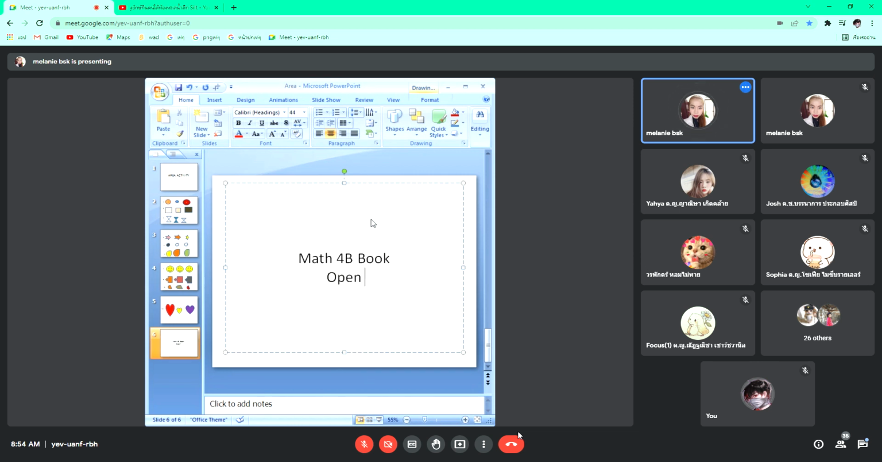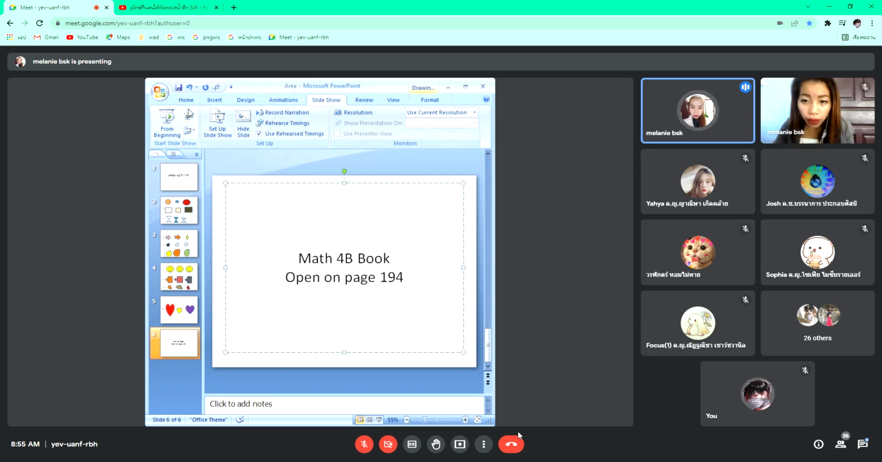Open it on page 194. We have your page 194. Okay, so for activity number 1 in here, children. It says, circle the letter under the figure which covers the biggest area. So we have here A, B, C, D, and E.